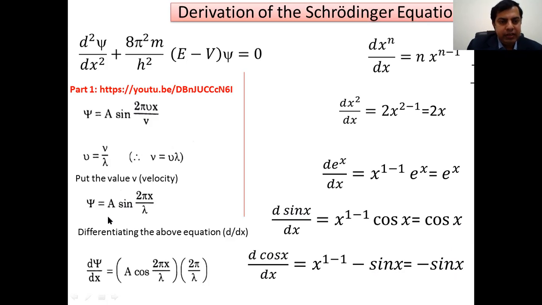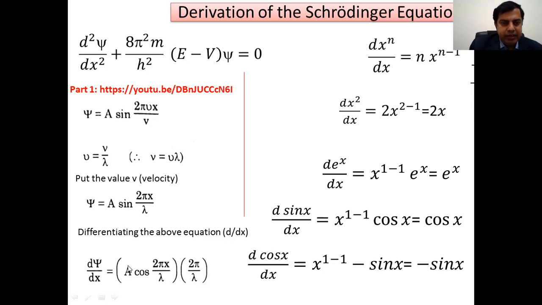Here a is a constant, 2 pi is a constant, lambda is a constant, and the only variable is x. So you are going to differentiate x by using the differential operator d over dx. That means you are going to differentiate the whole equation, but only x will be differentiated, the rest will remain the same. So by looking at this example, you have a look.